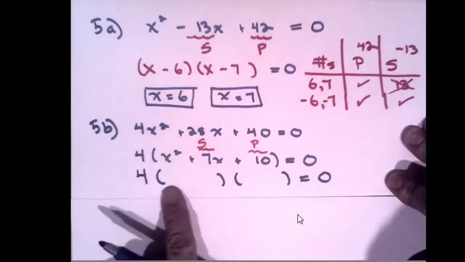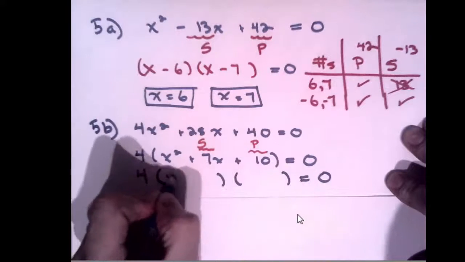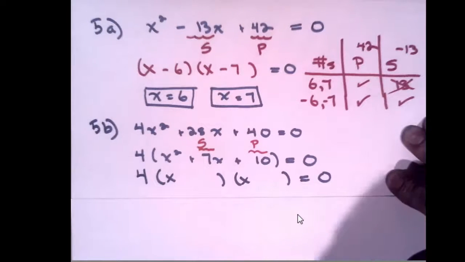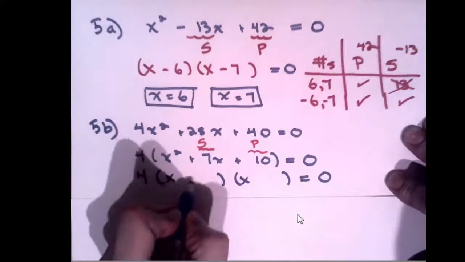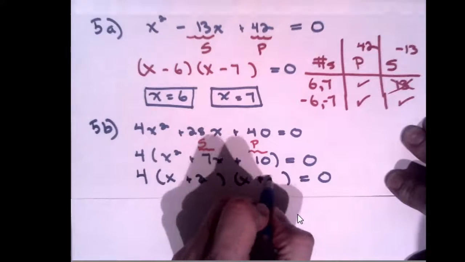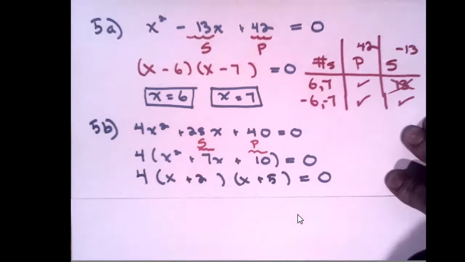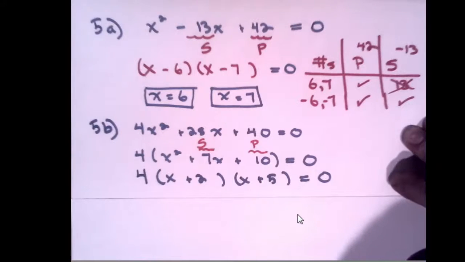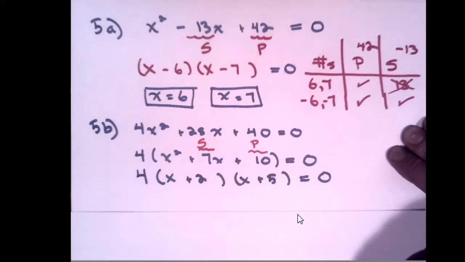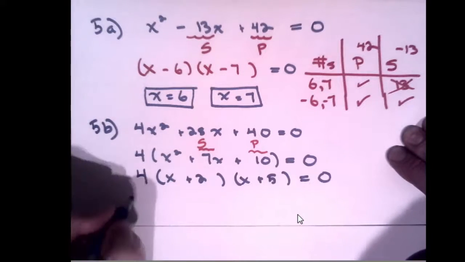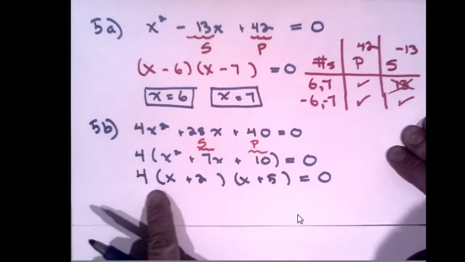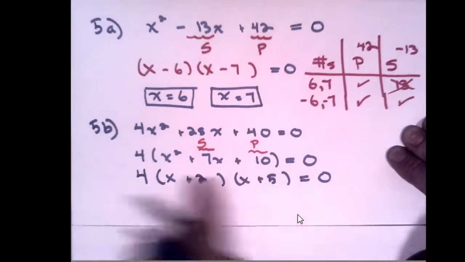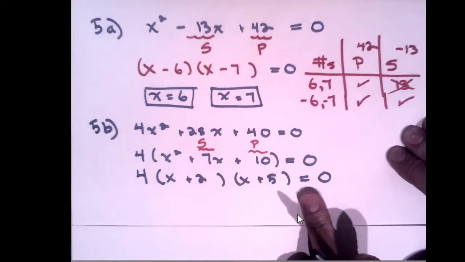So when you do a simple trinomial, x goes out front. Okay, and the winning numbers were 2 and 5. Okay, and that's how you put that in. Now you actually have to do the solving. So to solve this, 4 has no effect. No matter what you do, 4 won't change to anything to make this equation go to 0.